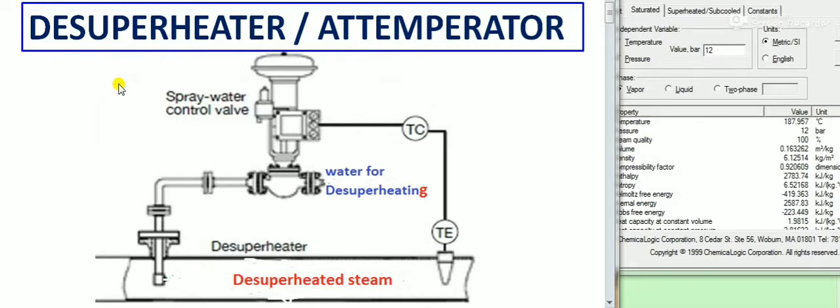So we want to de-superheat the superheated steam. That means we want to reduce the temperature of the superheated steam to its saturation state. The saturated steam we can utilize as the heating medium, and it will transfer its latent heat of condensation and sensible heat. Latent heat of condensation is the heat energy released during the phase change, from steam to condensate.